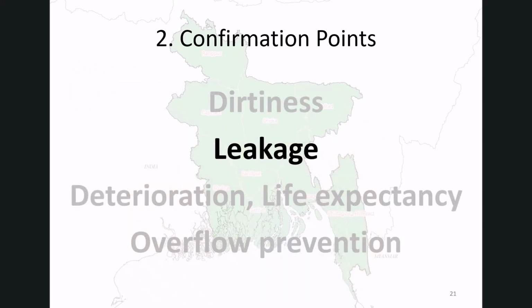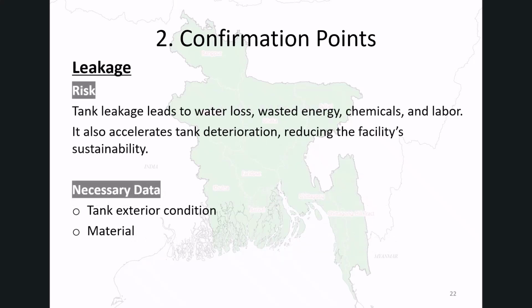The next confirmation point, leakage. Leakage from a tank not only results in water loss but also leads to wasted energy, chemicals, and labor costs associated with water treatment. In addition, deterioration can spread from leakage points, reducing the durability and sustainability of the tank. These risks can be assessed through visual inspection of the tank exterior and by reviewing information on the tank's construction materials.